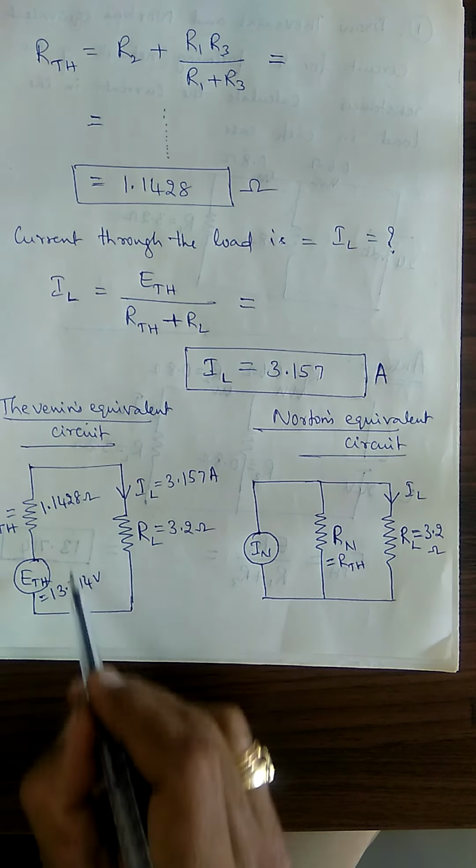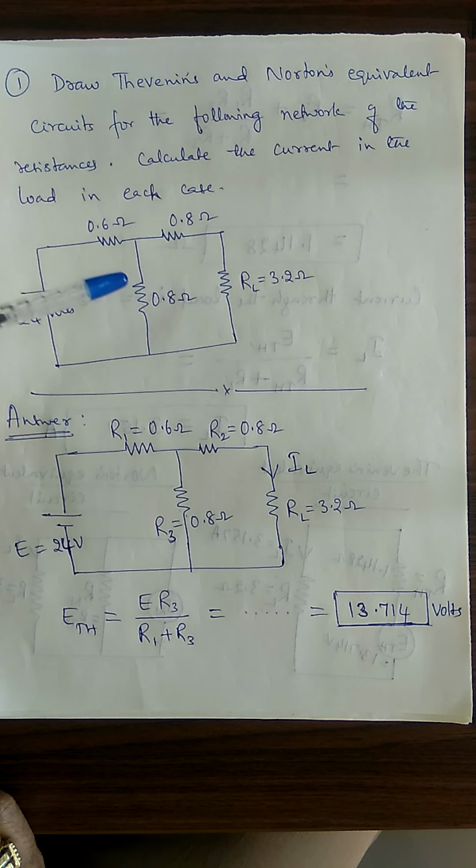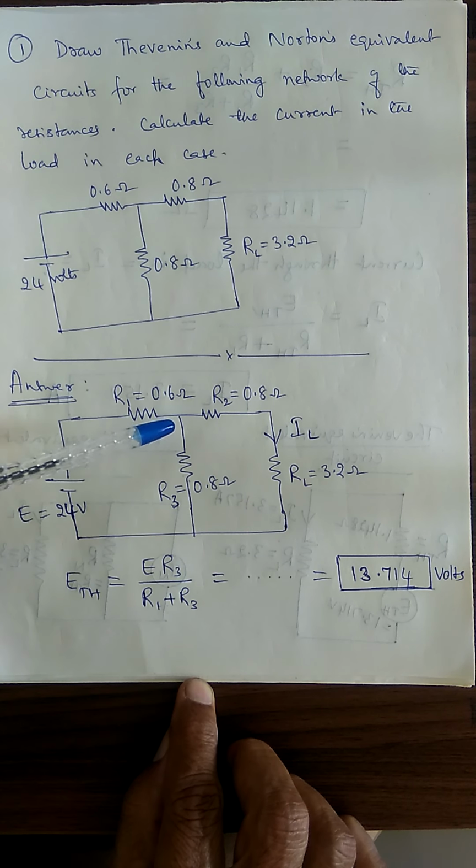See that? This is the problem with answer. Check with your answers just to see that this is the problem. The circuit has been given here. Problem circuit, this is. We have to write the corresponding answer by mentioning R1, R2, R3, RL, everything. And we have to find out ETH first. Thevenin's EMF, Thevenin's resistance, both we have to determine.